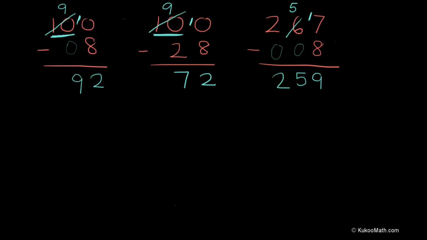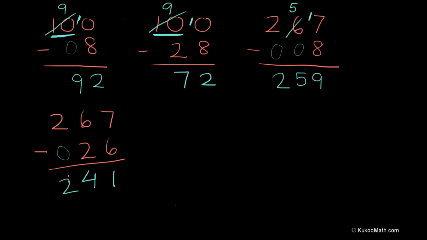Let's try the next problem. 267 minus 26. 7 minus 6 in the ones column is equal to 1. 6 minus 2 is equal to 4. The invisible 0 here means 2 minus 0 is equal to 2. We didn't have to do any borrowing here, but we still got the answer to be 241.